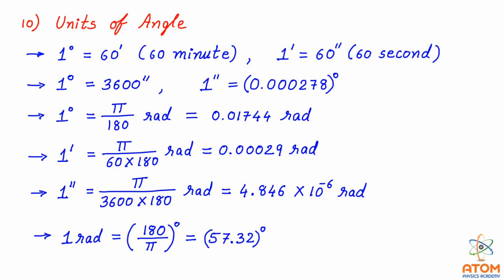This value is important and you have to remember this. 1 second is 4.846 into 10 raised to minus 6 radian, or in short you can say 4.85 into 10 raised to minus 6 radian.